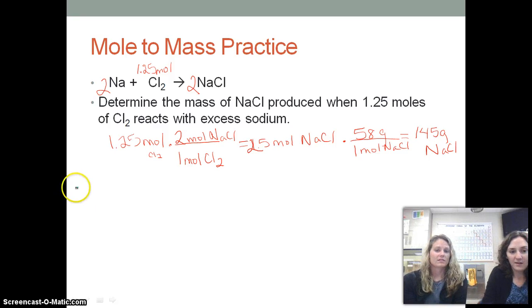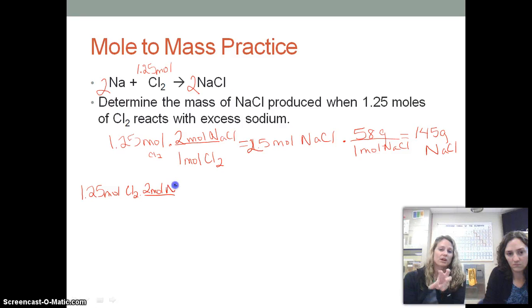Sure. Real quick, what Mrs. Kelly did first here was we took each piece and we got an answer, and then we did the next piece and got our answer. But what you could do is set it all up together. So she's just bringing the information from the top equation, and we're just going to multiply each ratio and put in the molar masses as one big, huge, long step.